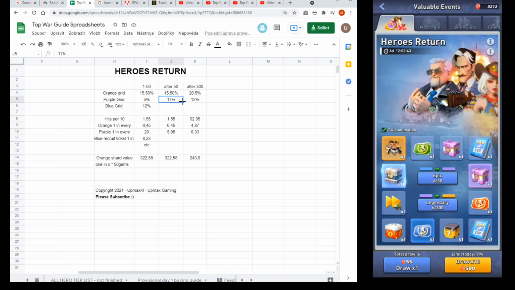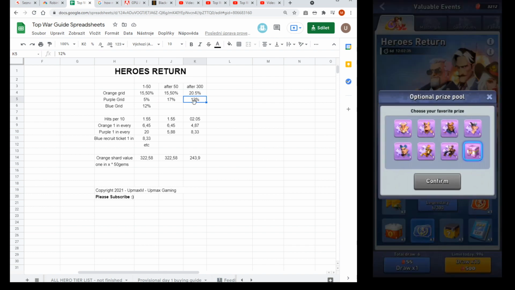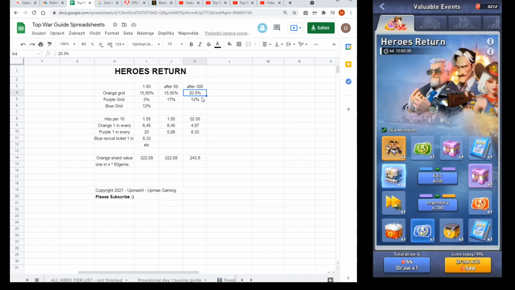If you do run this 300 times, it is going to turn the original purple one into a second orange one. So basically that means that you will have a 20.5% chance to hit the orange grid instead of 15.5%, and you are going to be left with the originally blue grid turned into a purple grid, which is going to have 12%. And under this you have got the values for basically per how many draws you hit one orange one and one purple and so on.